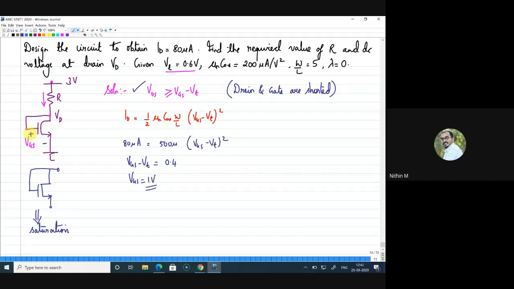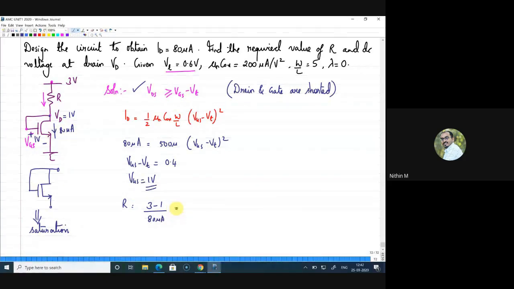Now, if VGS is 1, so this voltage is 1, that means this node is 1. Now, VD is 1 volt and supply is 3. Now, R can be obtained as R is equal to 3 minus 1 divided by 80 microamps, because current is flowing in this direction. This is 80 microamps current. So 3 minus 1 by 80 microamps is 25 kilo ohms.